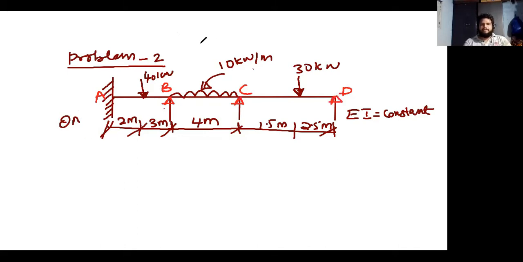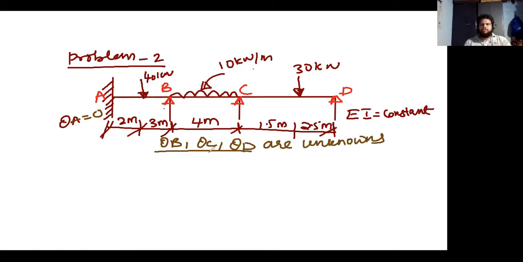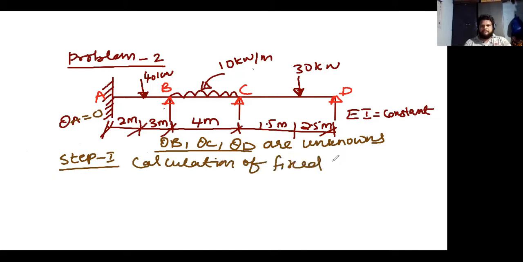Now, theta A is equal to 0, because it is a fixed support. Theta B, theta C, theta D, these three out of four are unknowns. We have to calculate these three unknowns, and once you calculate them, you will have the final moments. So what is step 1? Step 1 is the calculation of fixed end moments.